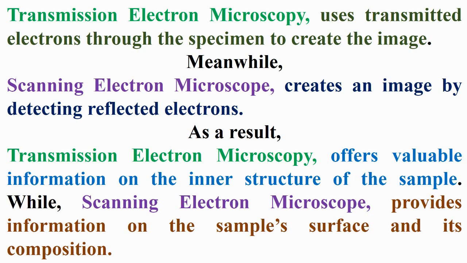Transmission electron microscopy uses transmitted electrons through the specimen to create the image. Meanwhile, scanning electron microscope creates an image by detecting reflected electrons. As a result, transmission electron microscopy offers valuable information on the inner structure of the sample, while scanning electron microscope provides information on the sample's surface and its composition.